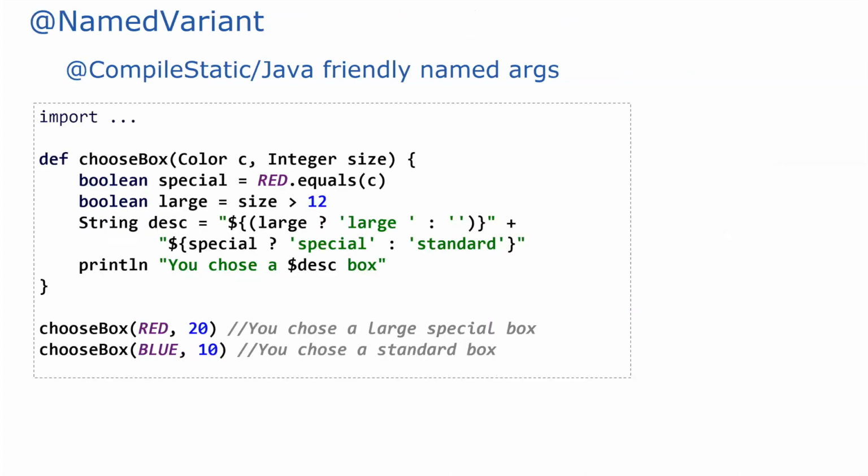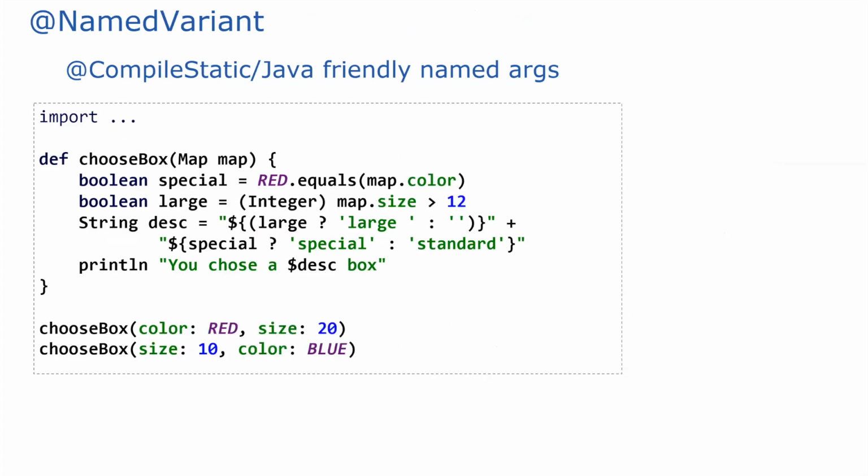Now, name variant is another interesting one. Groovy has always had a special trick where you could use a map as the type of your arguments, and you could use named arguments. We'll see that on the next slide. This is the map version here, and I can go color, colon, red, size, colon, 20. But let's come back to the original code.